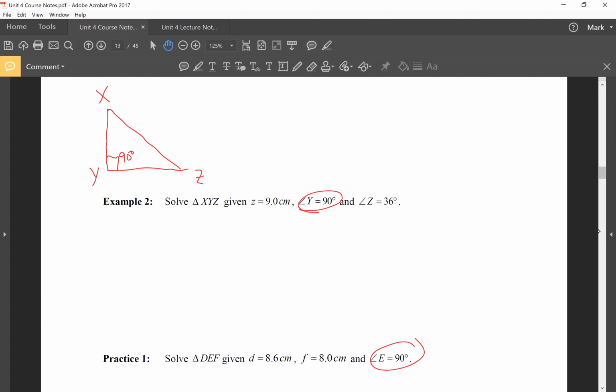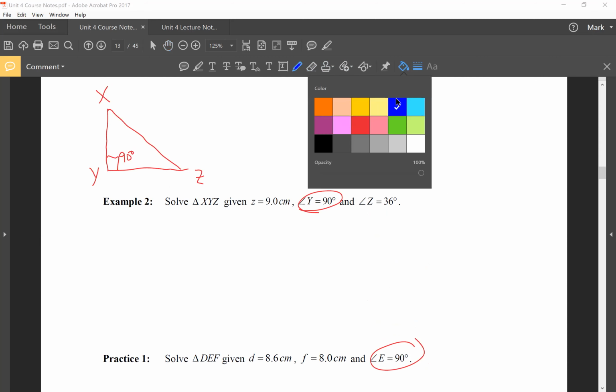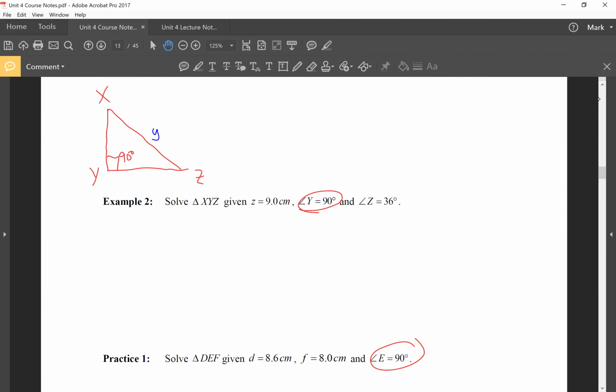Okay. So side Y will be here. Let me pick a different color. So side Y will be here, side Z will be here, and side X will be here. These are lowercase letters. The sides are always opposite the angle.